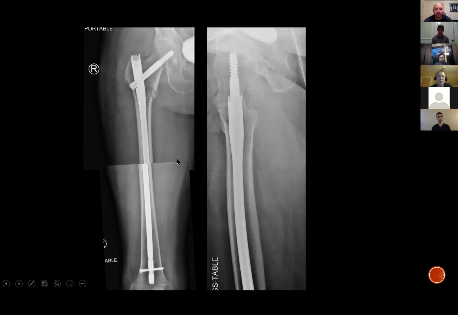This was my horrible job of trying to stitch the two images together to make it look like an AP, but you can see we are right down the canal and we've aligned this fracture. We don't really care as much about what's going on down here as we do when we're nailing a femoral shaft, because the mechanics of this nail are actually very different than a femoral shaft nail.